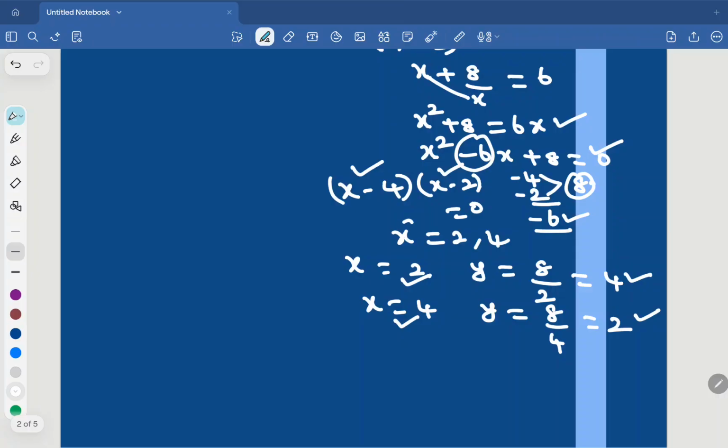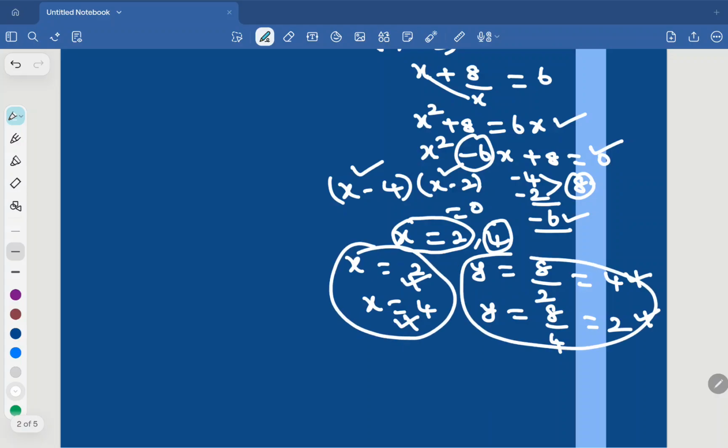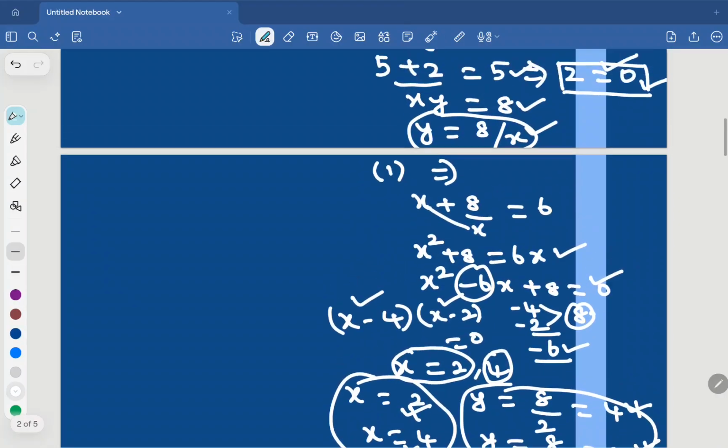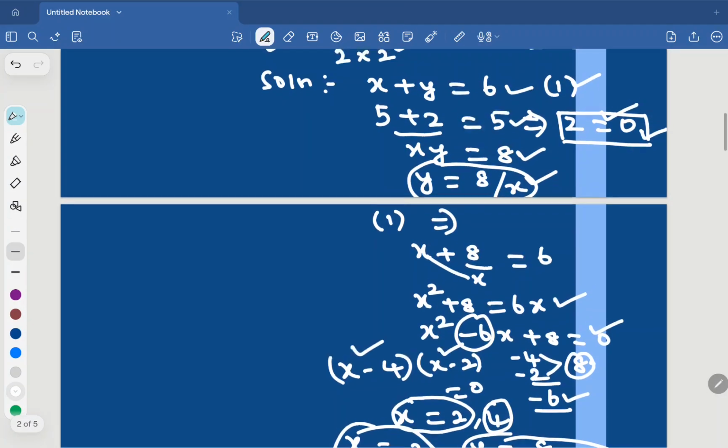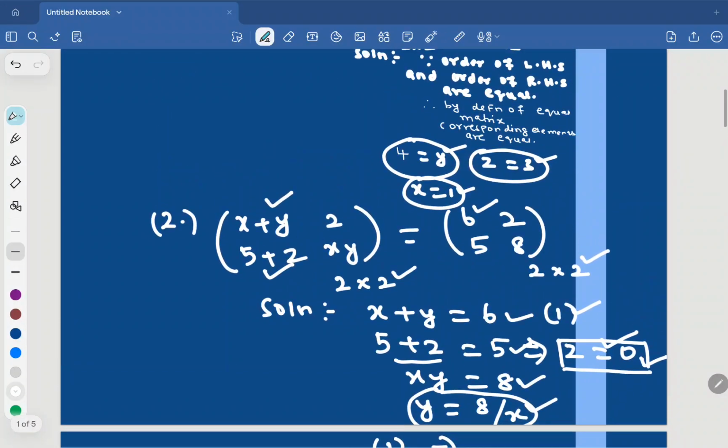If x minus 2 is 0, x equals 2. If x minus 4 equals 0, x equals 4. When x is 2, y equals 8 by 2, which is 4. When x is 4, y equals 8 by 4, value should be 2. Along with this, z value is 0. Now I am going to discuss the third subdivision.